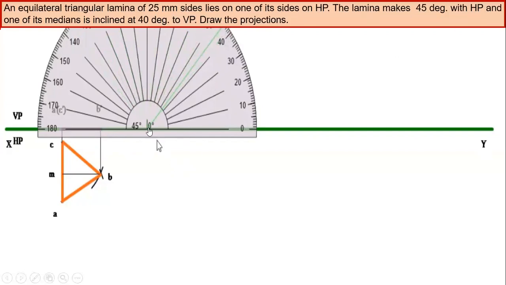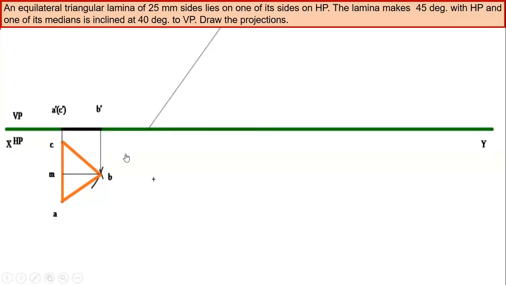with HP. Draw an inclination line equal to 45 degrees. Then in the compass, measure from A dash to B dash. With A dash on the XY line, cut an arc on the inclination line. Connect through a visible line and trim the unnecessary lines.